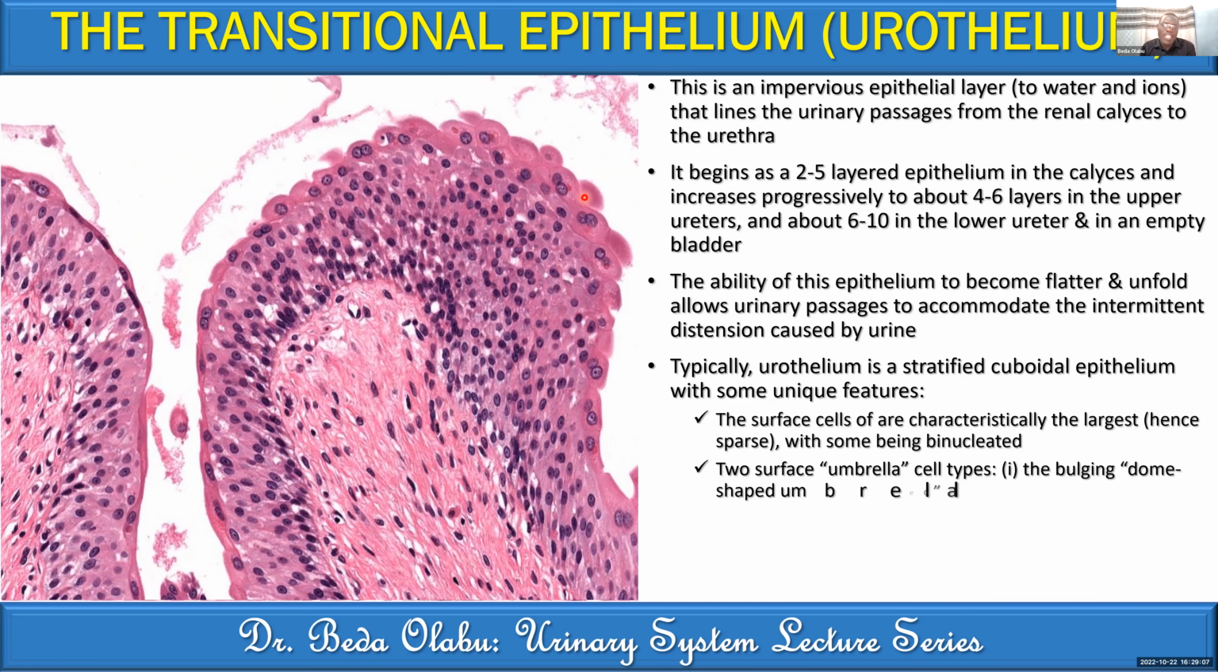There are two types of cells that we see on the apical surface of urothelium. There are these cells which project into the lumen like a dome, so we call them dome-shaped umbrella cells. But there are also these cells which appear squamous generally. We call them the flattened umbrella cells. So there are flattened umbrella cells, and we have the dome-shaped umbrella cells. Those two types of cells are present on the surface of urothelium.